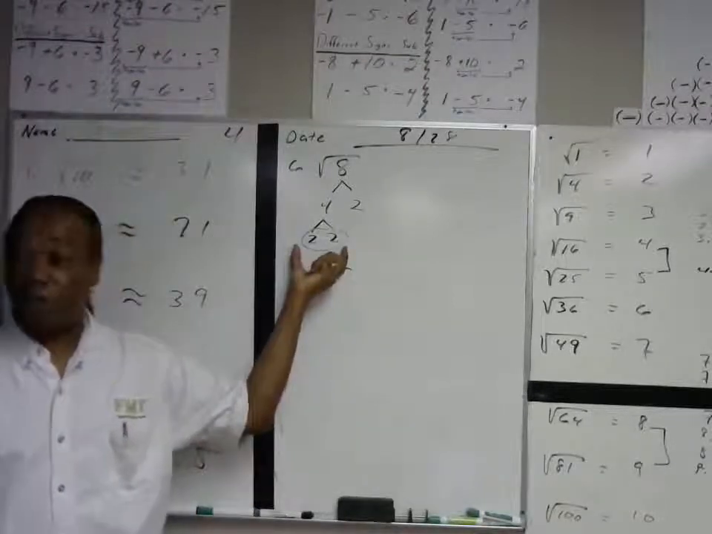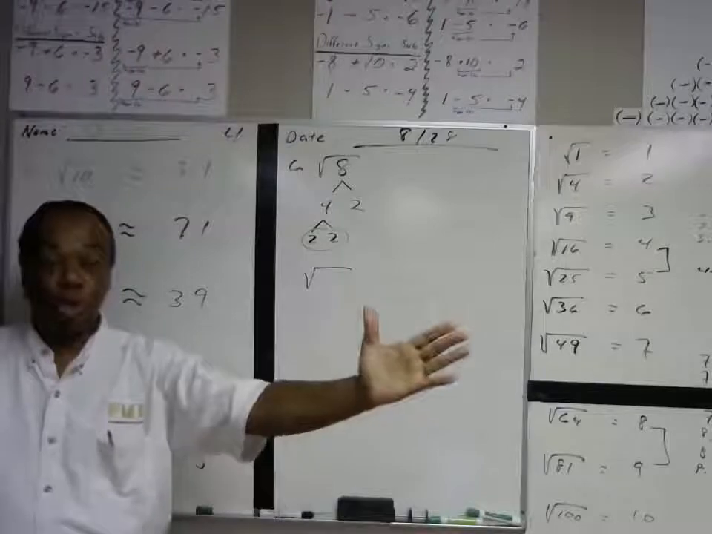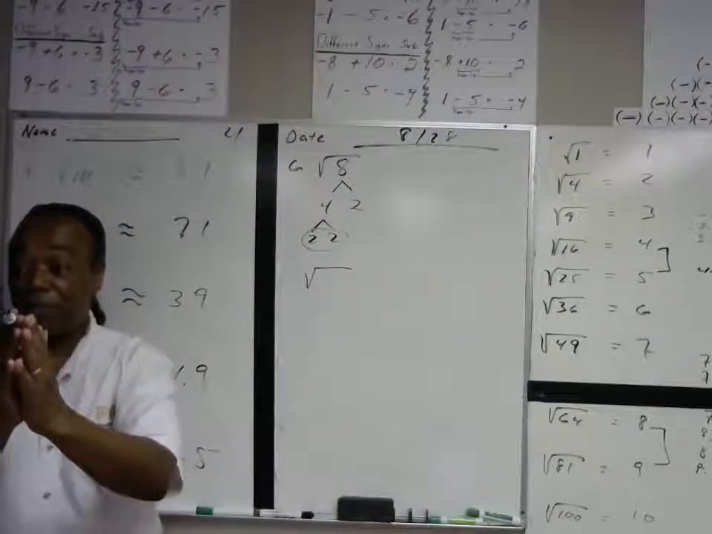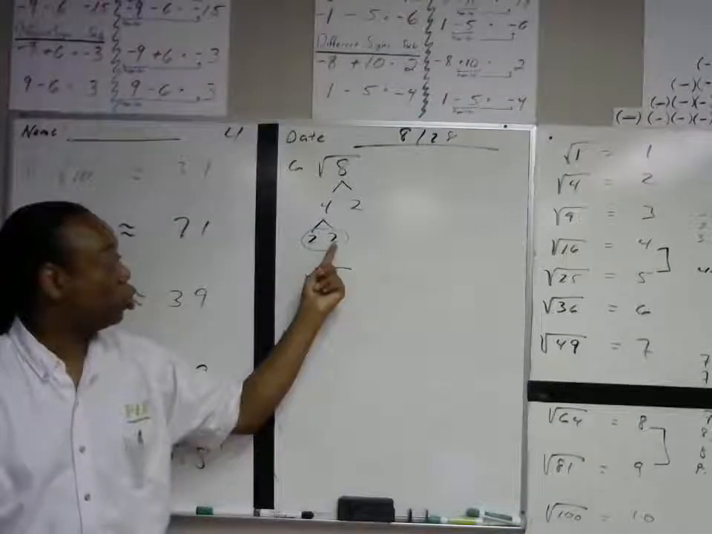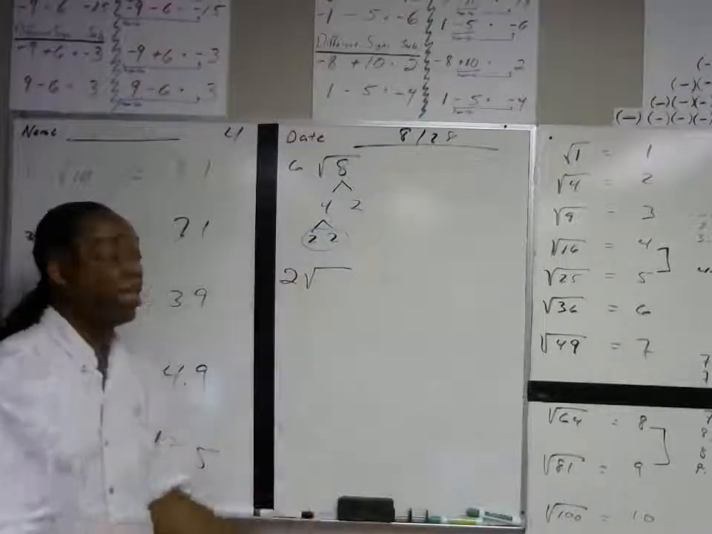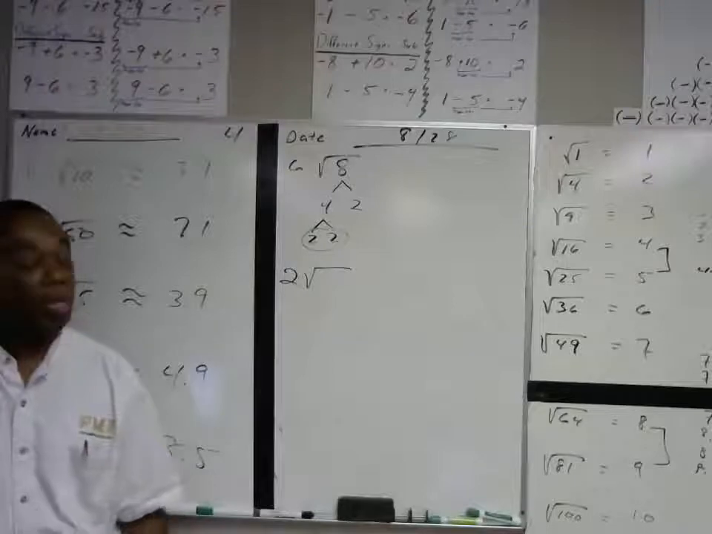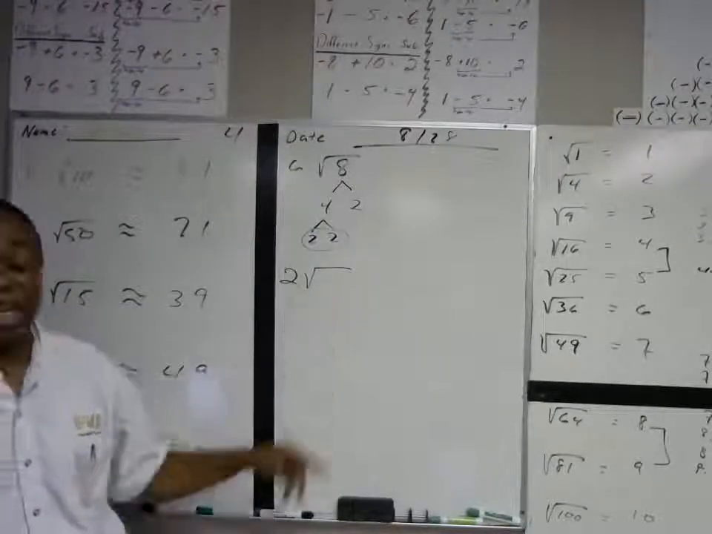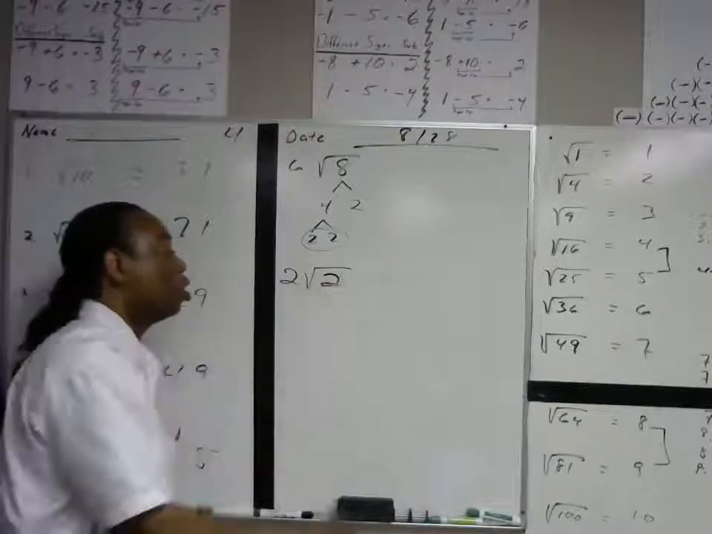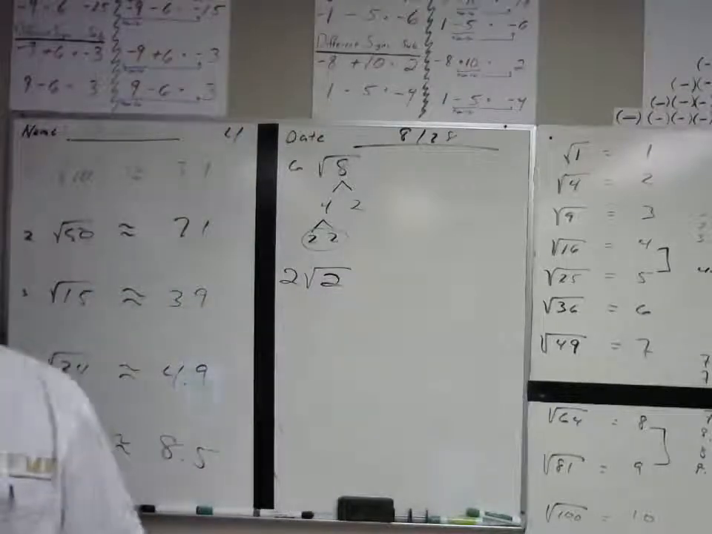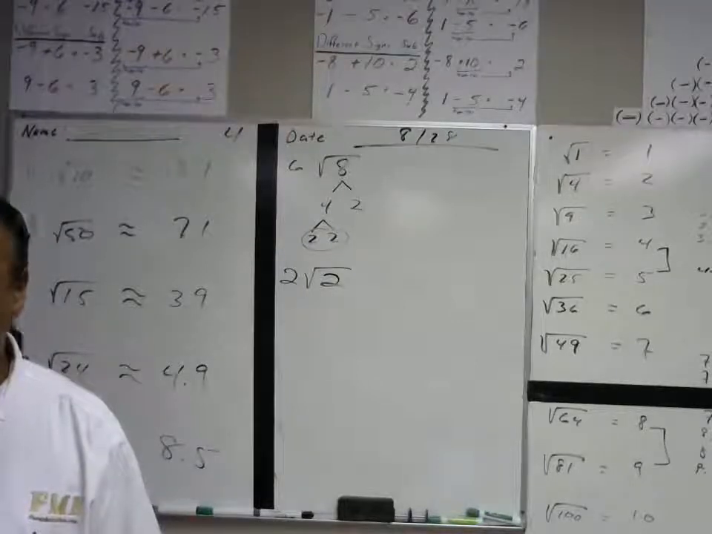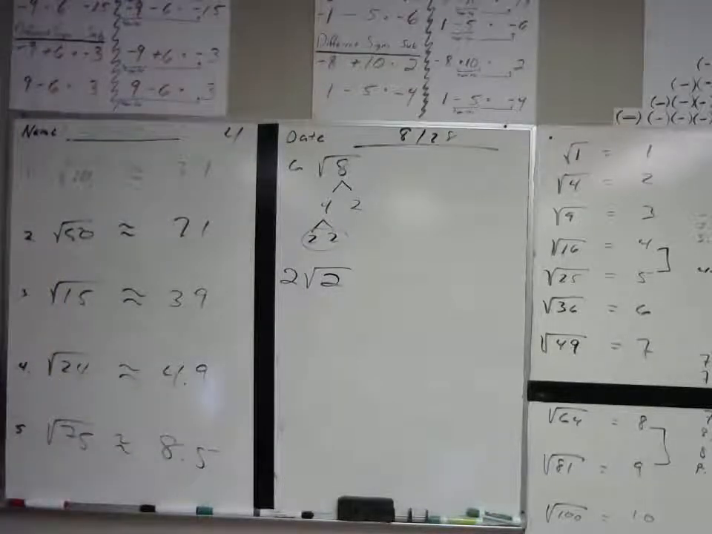Everything that you circle goes from 2 to just 1. It cuts it in half. So these 2 2s become a single 2 on the outside. Anything that's not circled goes on the inside. Finish. That's how you simplify a square root. Okay, let's do it again.